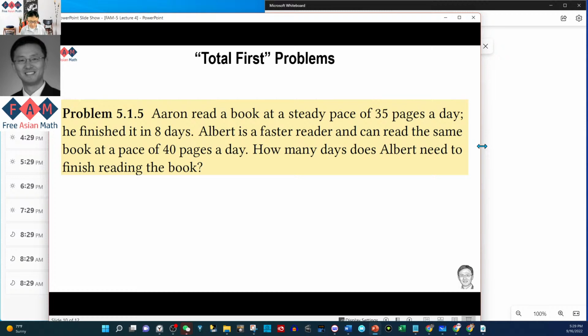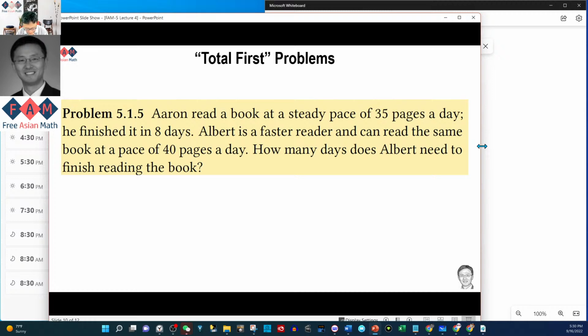Now our friend Aaron, once again, read a book at a steady pace of 35 pages a day. You can see this is very different from the first couple of problems, especially the Aaron reading problem. What are we getting right now? We are already told what the reading pace is. It's 35 pages a day. In other words, what we call total first, that quantity is already given to us. Now, he finished the book in 8 days.